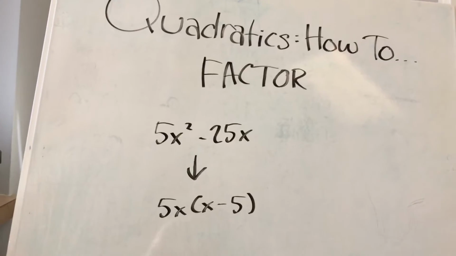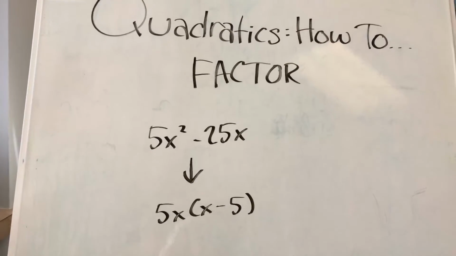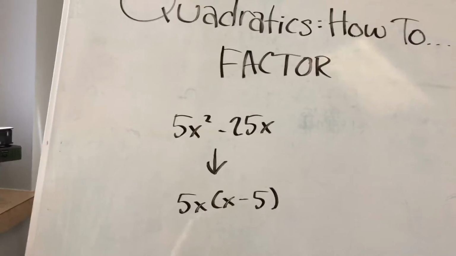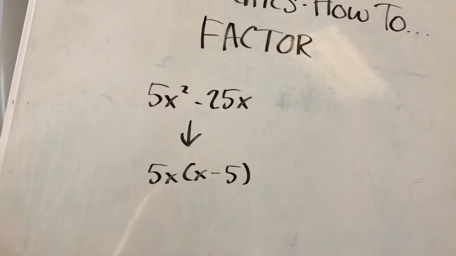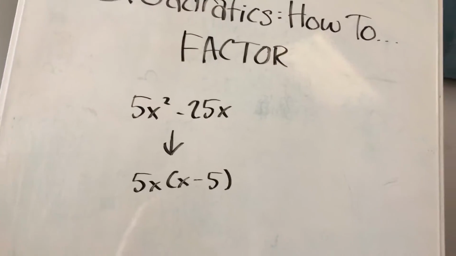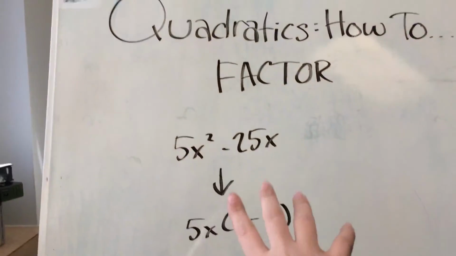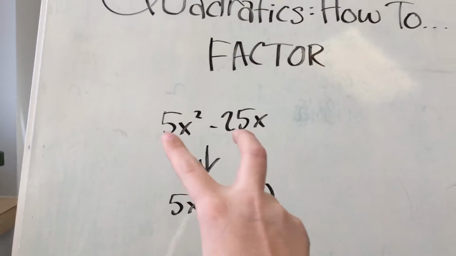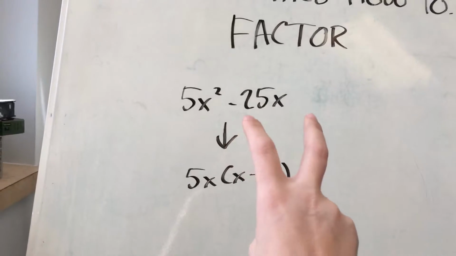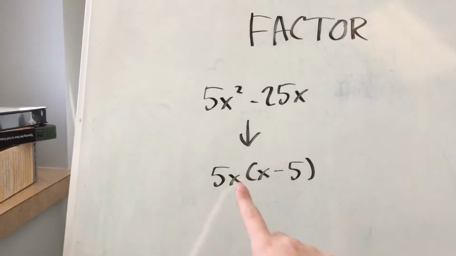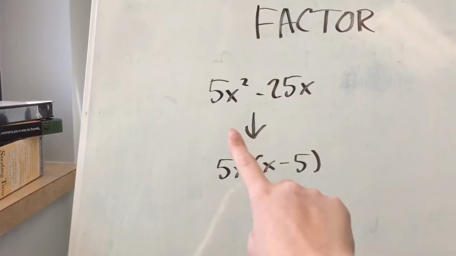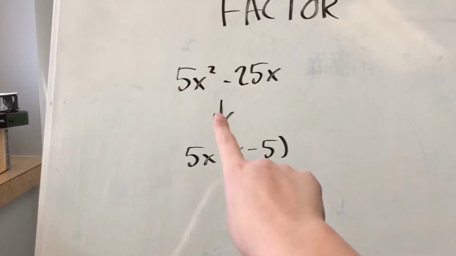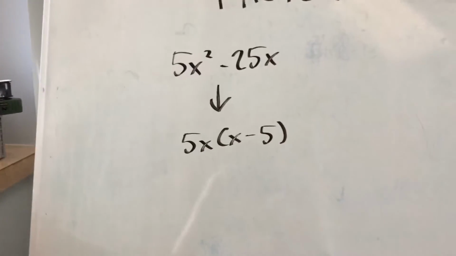So factoring is basically just undoing the distributive property. You want to pull out a common factor, which is at least an x, and then check your work with the distributive property. The example I have here is 5x squared minus 25x, and both of those can be divided by 5x. So the 5x is on the outside, and then what's left is on the inside. So 5x times x minus 5.